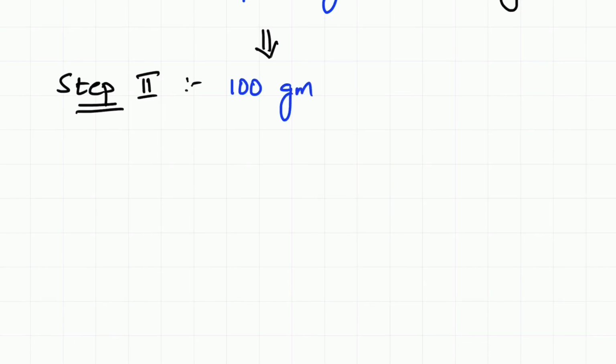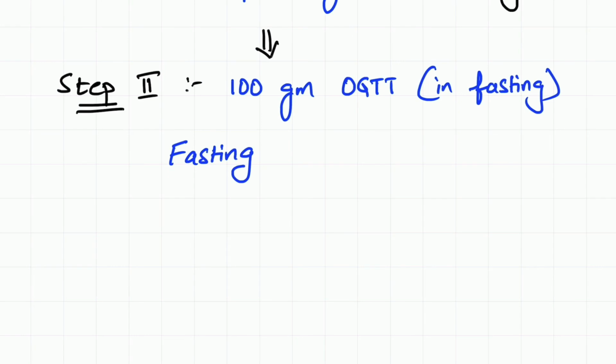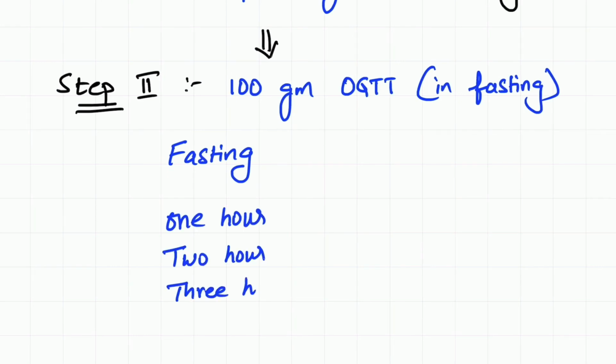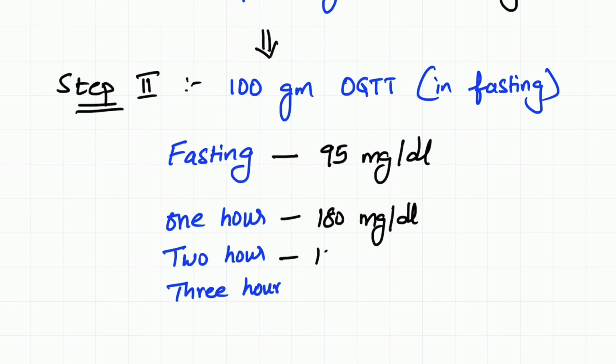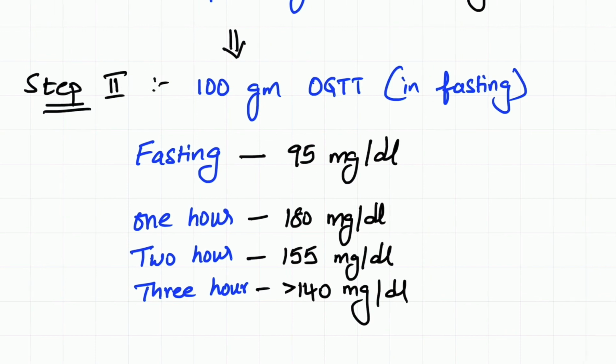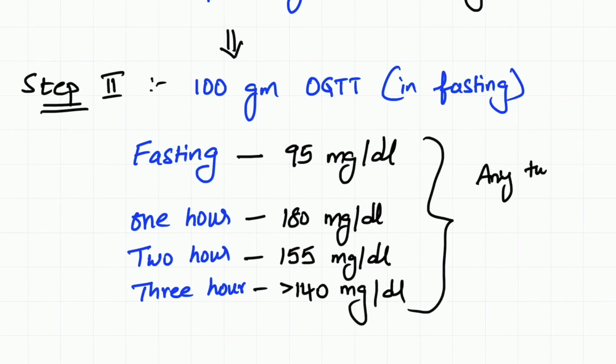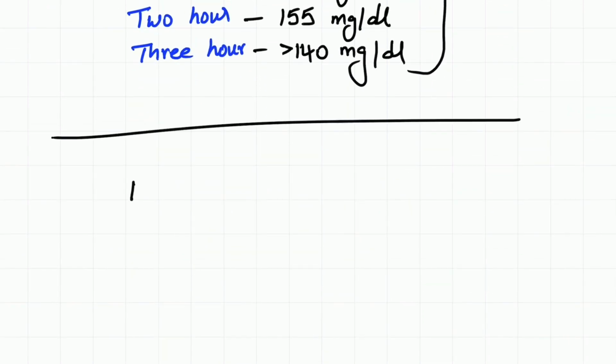So in step 2, a 100 gram oral glucose tolerance test will be conducted, and this should be done in the fasting state. So fasting levels will be checked, and after giving 100 grams of oral glucose, 3 plasma glucose levels will be checked, that is for 1 hour, 2 hours, and 3 hours. So fasting glucose levels of 95, at 1 hour 180 mg, at 2 hours 155 mg, and at 3 hours more than 140 mg. Any two of these must be present to diagnose a case of gestational diabetes mellitus.